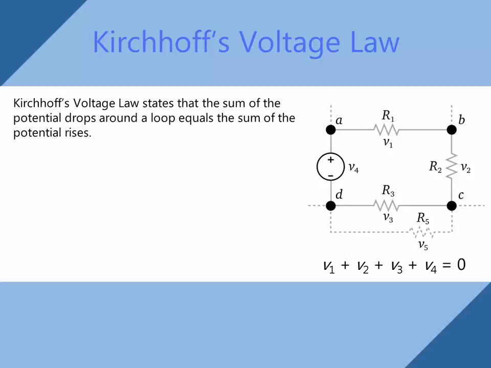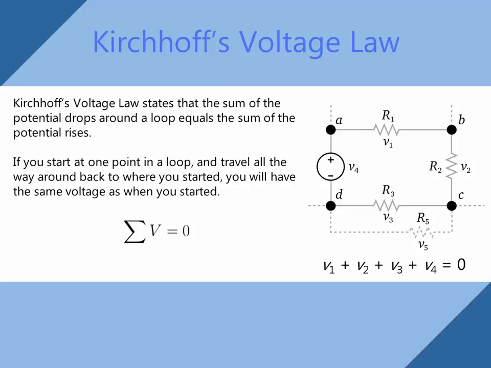Kirchhoff's voltage law states that the sum of the potential drops around a loop equals the sum of the potential rises. This means that any time there is an increase in potential, there must also be a decrease in potential to counteract it. If you start at one point in a loop and travel all the way around back to where you started, you should have the same voltage as you did before you went around the loop.